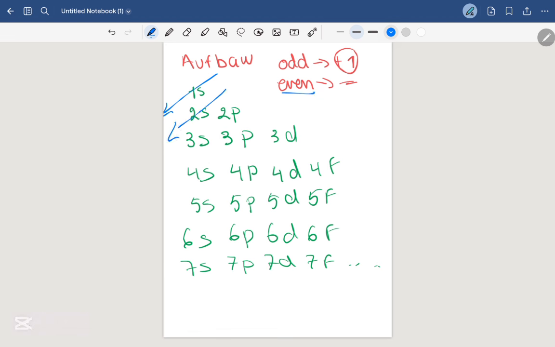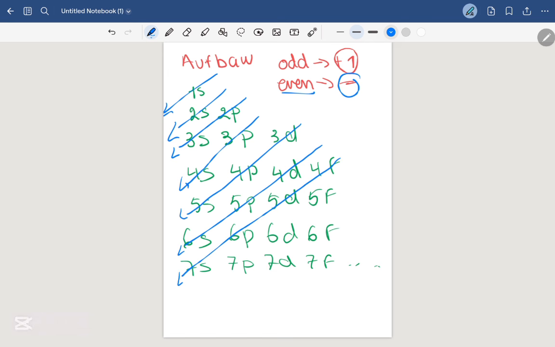Now the third one is odd, so we need to add 1, so that's now 2 sub-levels. Then the fourth arrow is even, so you take 2 again. The fifth one is odd, so you take 3 now. The sixth one is even, so you take 3 again. The seventh one is odd, so you add 1 and take 4 now, and so on and so forth. This is basically Aufbau's law.